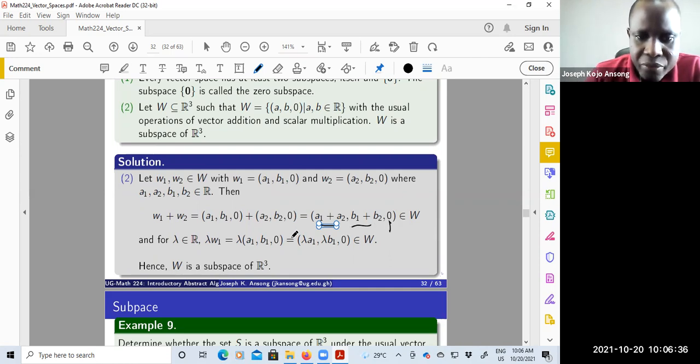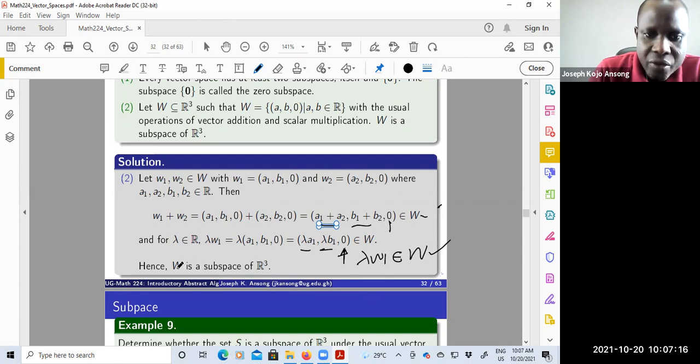Then the second condition to test is to multiply a scalar by any of the vectors in W. So multiply W1 by lambda. You could have used W2, it doesn't make a difference. Multiply each element by lambda, and lambda times 0 is 0. So this also belongs to W because lambda A1 is a real number, lambda B1 is another real number, and the last element is again 0. Therefore, lambda W1 belongs to the subset. So those two conditions are satisfied. This holds and that holds. Therefore, W is a subspace of R3.